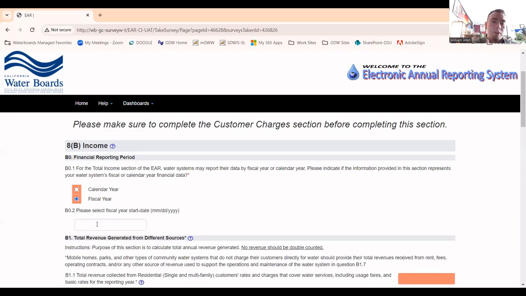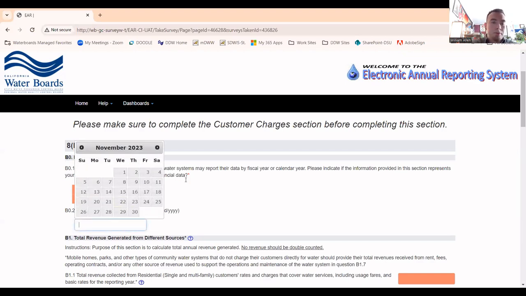But if you select fiscal year, you can actually define what that fiscal year start date is for yourself using the month, day, year format. So for this example, we'll just say calendar year to make it easier for ourselves.